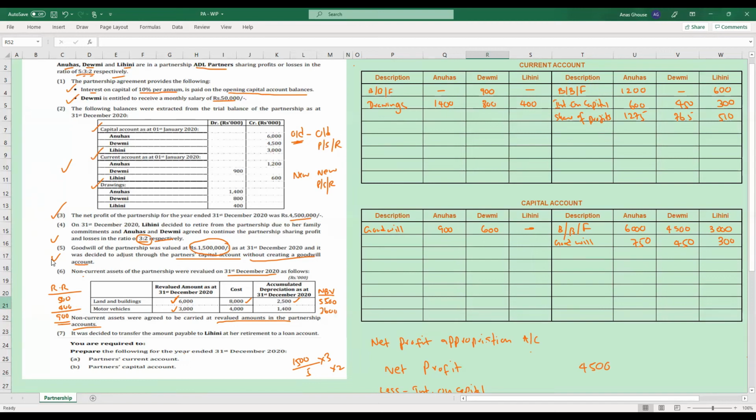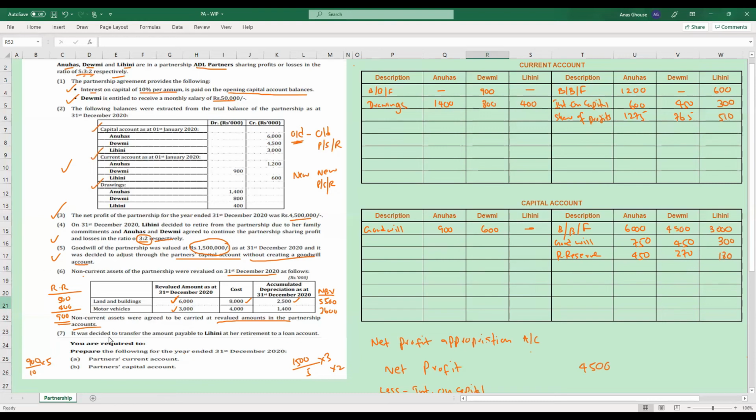So you need to take 900,000 divided by 10 times 5. That will give you the revaluation reserve adjustment. So that will be 450 to Anuhas and 270 to Devmi, and finally Lihini 180,000. Okay, so these are the basic adjustments.